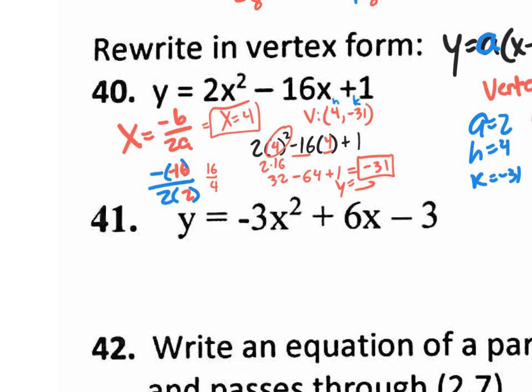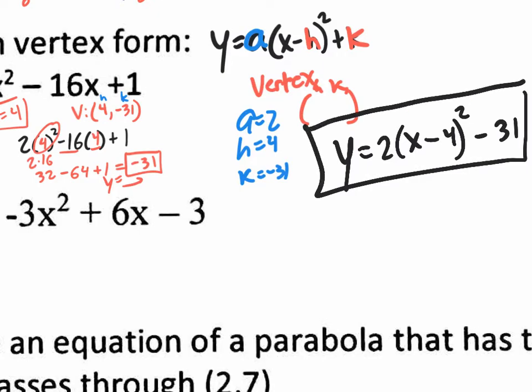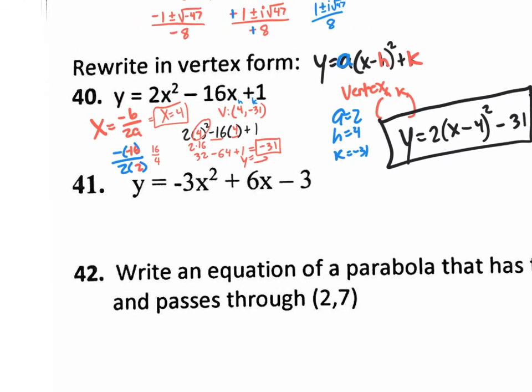So we need to plug that into the vertex form equation. Let's write it out here. Y equals a, which is 2, parentheses x minus h, which is 4, close parentheses squared, plus k, which happens to be negative 31. So there's your vertex form equation. You have changed it from standard form to vertex form.